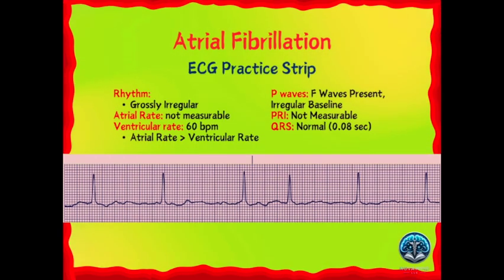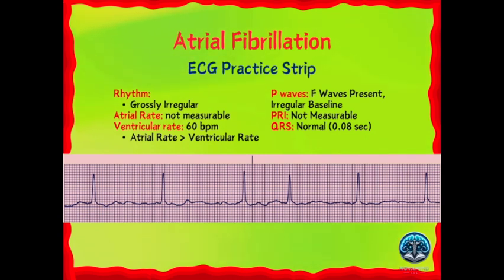Let's try this practice strip. Step 1 is to analyze the rhythm. In atrial fibrillation, the hallmark feature is the irregularly irregular rhythm. As we move across the strip, you'll notice that the R-to-R intervals are inconsistent. There's no repeating pattern, which is characteristic of AFib. This irregularity is due to the chaotic electrical activity in the atria.